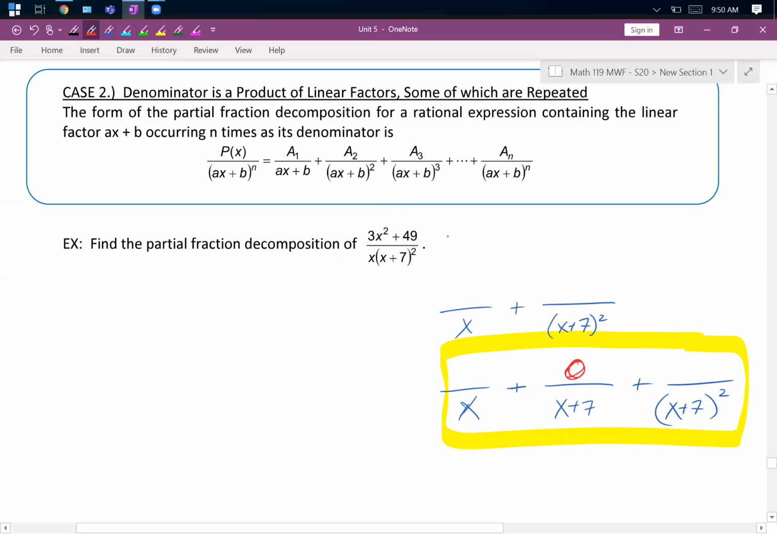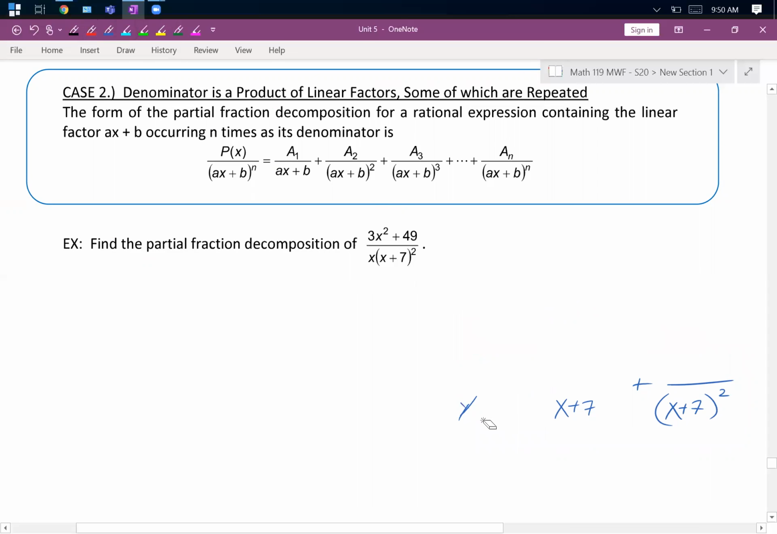So what we're going to do when we have this repeating linear factor, here it has ax plus b to the n, you're going to do ax plus b to the first power. And then the next fraction, it's going to be to the second power, and then to the third power, and so on until you get to whatever that exponent of n is. Now, I'm going to keep the exponent pretty low, otherwise we're going to get a system of equations that's terrible to solve.